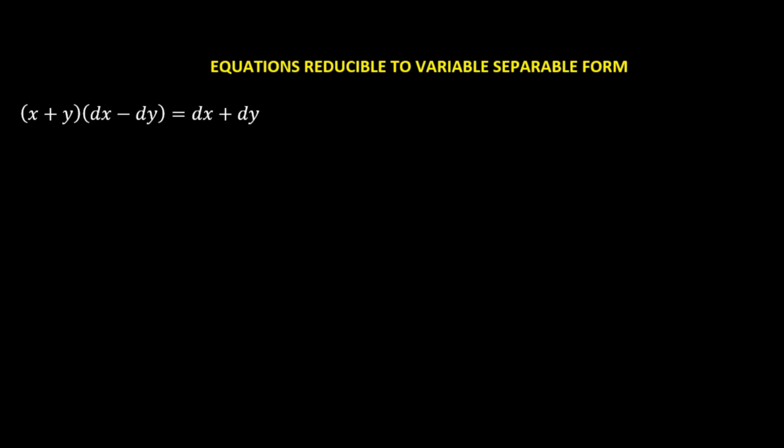Let us solve this differential equation by using the method of variable separation. First we need to rewrite this differential equation. We are going to multiply (x + y) with (dx - dy). That will give us x dx - x dy + y dx - y dy, which equals dx + dy.